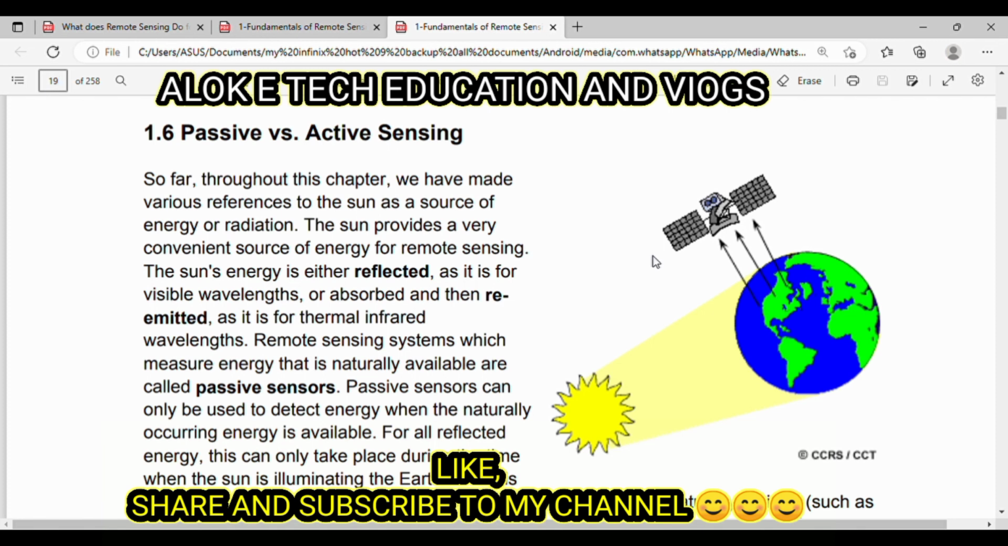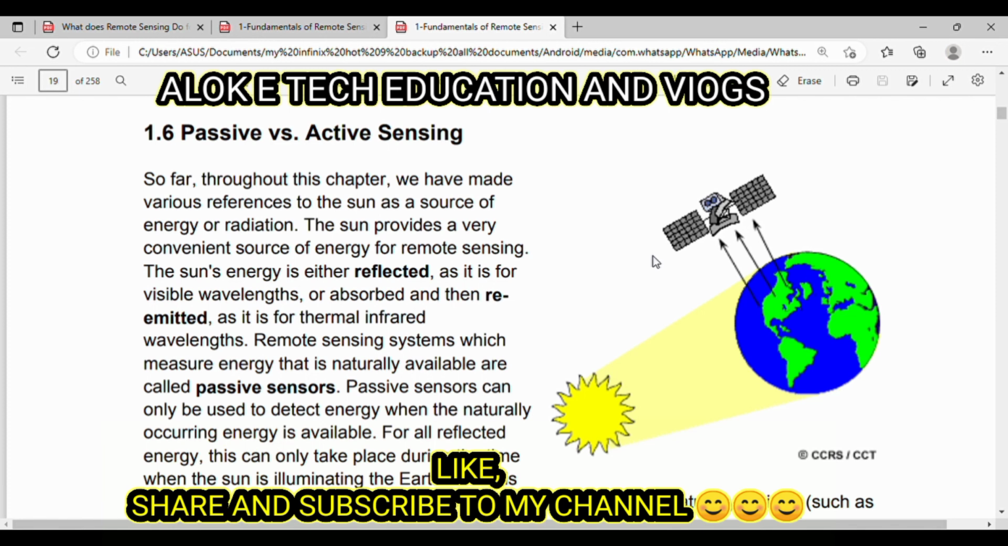In this section of my video, I am going to discuss some sensors of remote sensing and distinguish between the two sensors. One is the passive sensor and the other is the active sensor. How they differ from one another is important to understand.